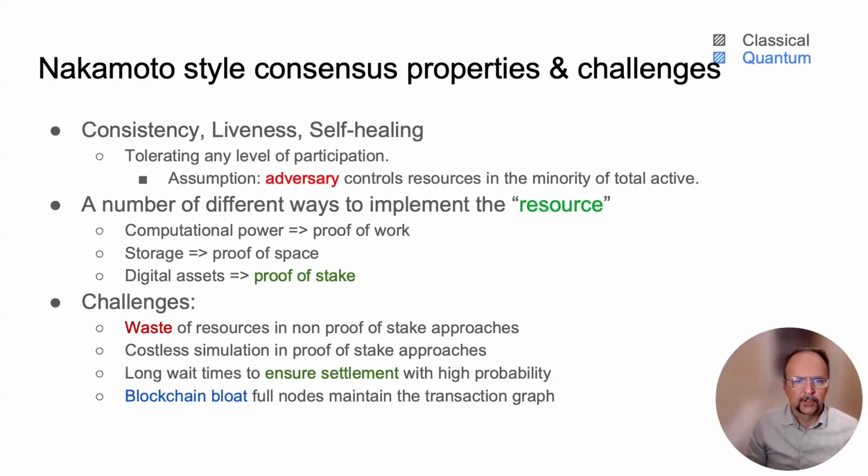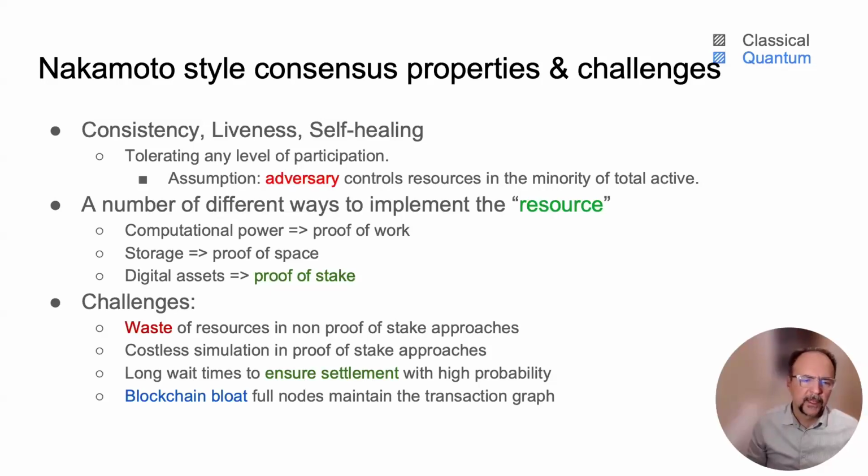Now, in the literature, there have been a number of different ways that we have discovered, let's say, and are capable of implementing the resource. Computational power is the original one, the one proposed in Nakamoto, but this comes with the challenge of the electricity expenditure that comes with proof of work. So there are a number of different resources that have been considered, which are proof of space and proof of stake.